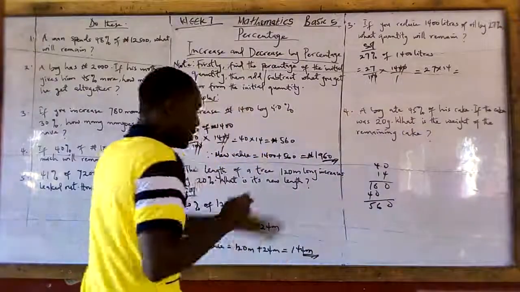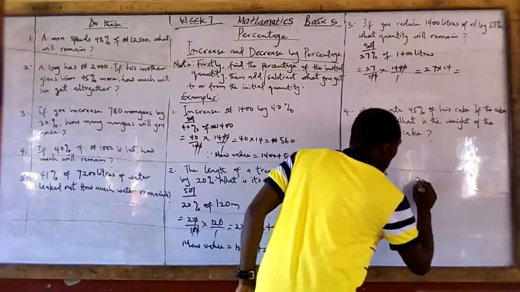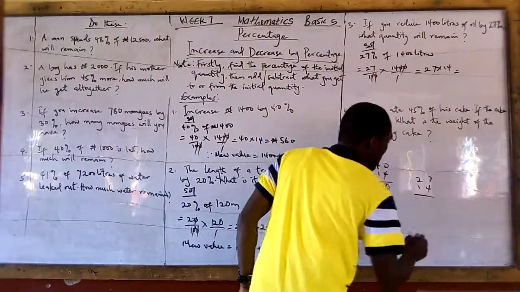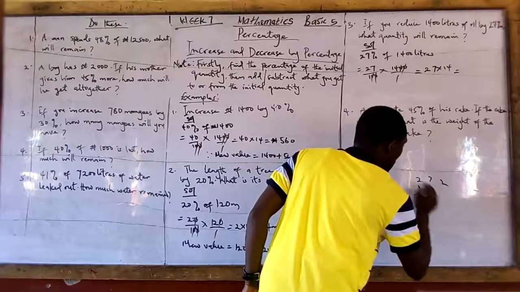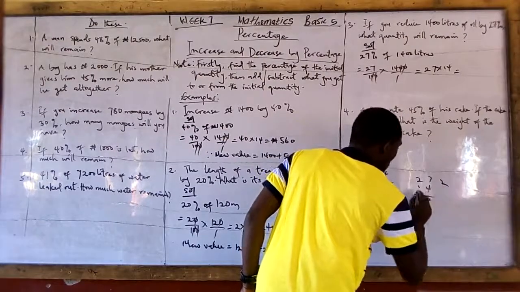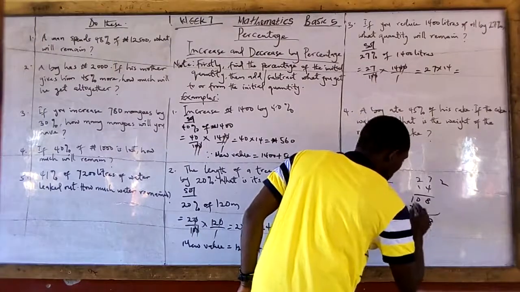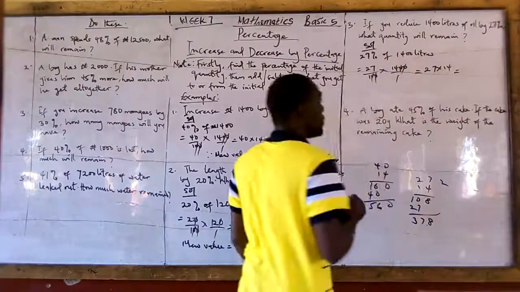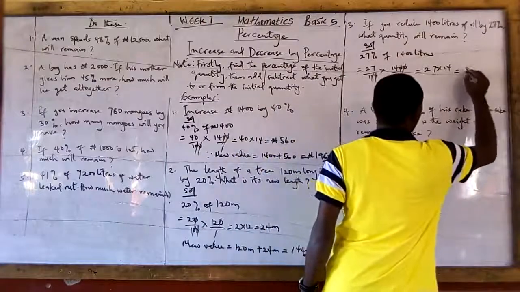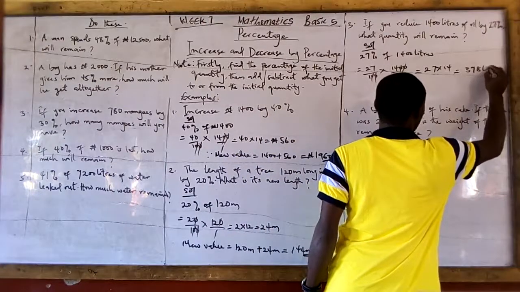Let's see. 27 times 14. 4 times 7 is 28. You write 8. Keep 2. 4 times 2, 8 plus 2, 10. 1 times 7, 7. 1 times 2, 2. We have 378 liters.